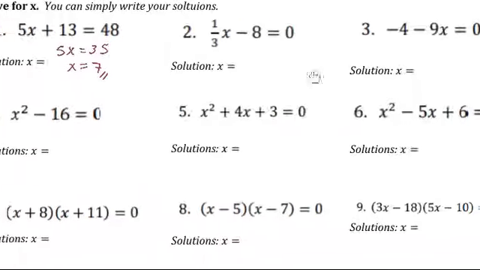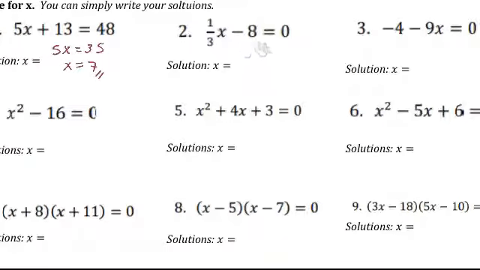For number two, you add 8 to both sides, so you end up with 1/3 x is equal to 8. Multiply both sides by 3, you end up with 24.